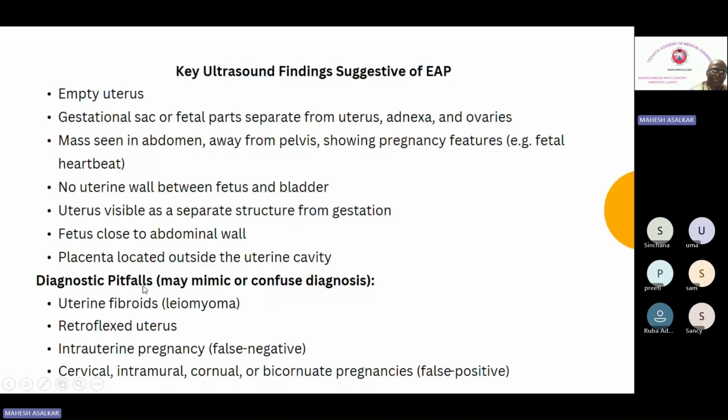Sometimes there can be diagnostic pitfalls. It may give a false positive or confuse the diagnosis, because of uterine fibroids or a retroflex uterus. Intrauterine pregnancy may give a false negative, and cervical, intramural, cornual and bicornuate pregnancies may also give a false positive diagnosis. So sometimes it can be falsely diagnosed in this way.